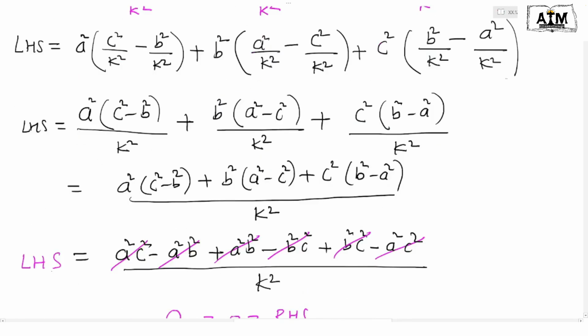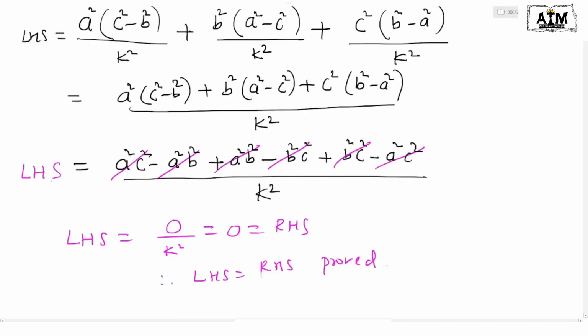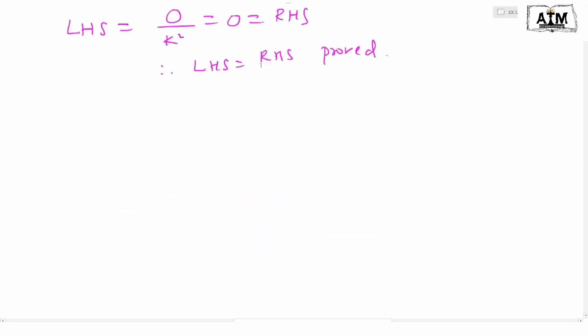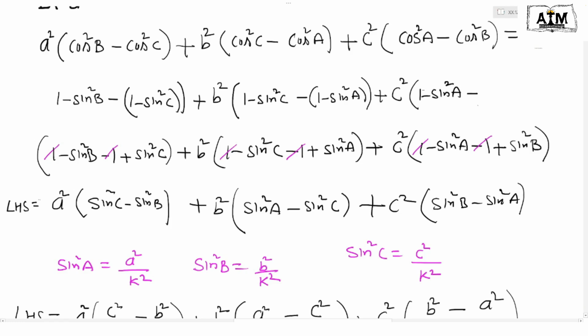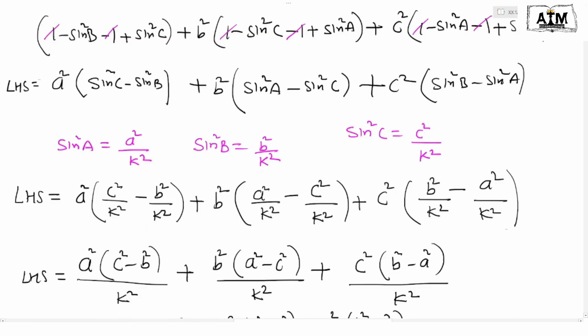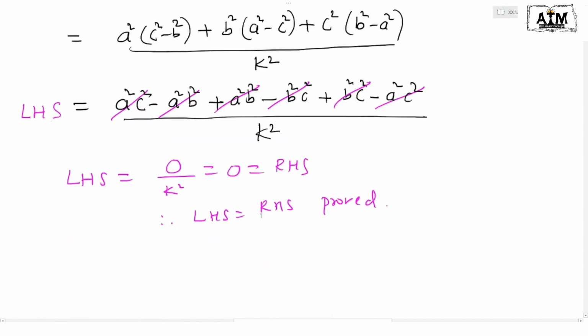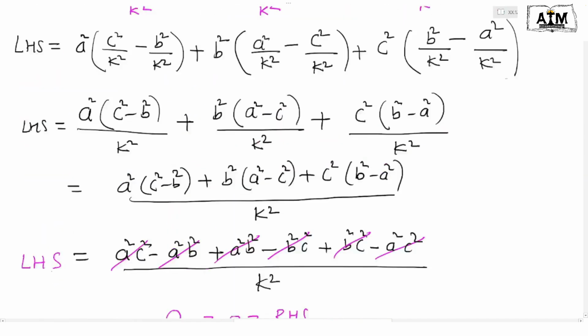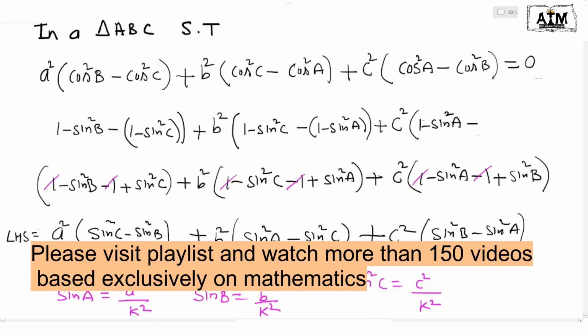The solution is quite easy, very simple. We just use a simple idea to solve this question. It looks quite tough, but by using the properties of triangle, by using the sine rule and applying basic algebra, we can easily prove it equals 0, that is RHS. So first of all, let us take LHS.